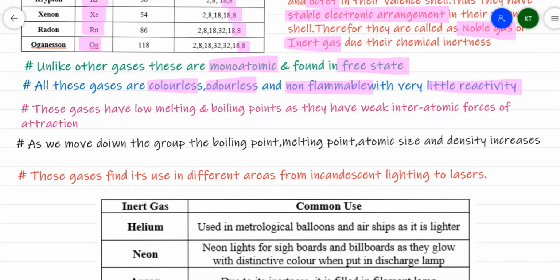Now this reactivity has been observed for some compounds of xenon. Xenon at a very high temperature combines with oxygen and fluorine to give xenon oxyfluoride or xenon fluoride as a compound, and some compounds of krypton have been identified and studied. But that's not at normal room temperature. At normal room temperature, these elements show chemical inertness. They do not react. Only specific elements like xenon and krypton combine with fluorine or oxygen to give compounds. That's why I've used the words little reactivity here.